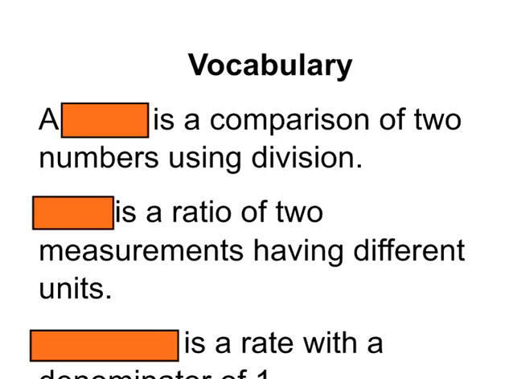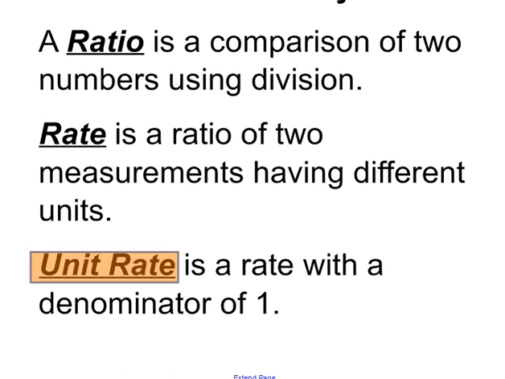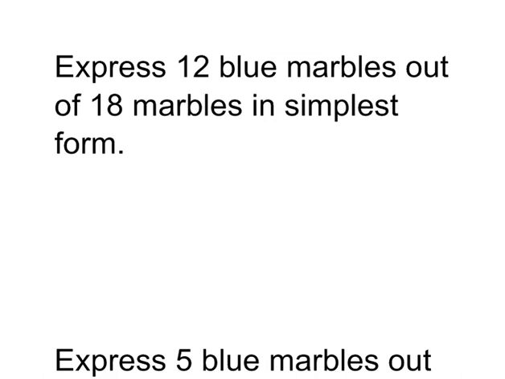The first one we're going to do is, what is a ratio? A ratio is a comparison of two numbers using division, and a rate is a ratio of two measurements having different units. So let's get our last term here for today. A unit rate is a rate with a denominator of 1. Well, let's jump right in and do some example problems.